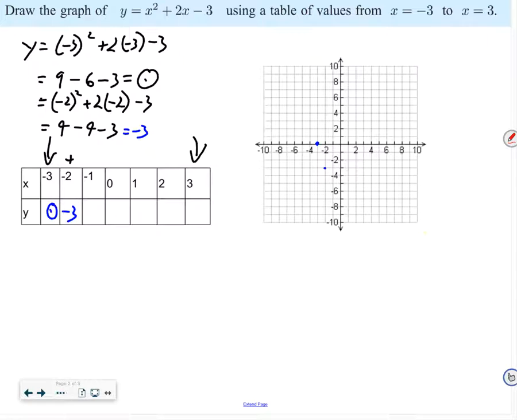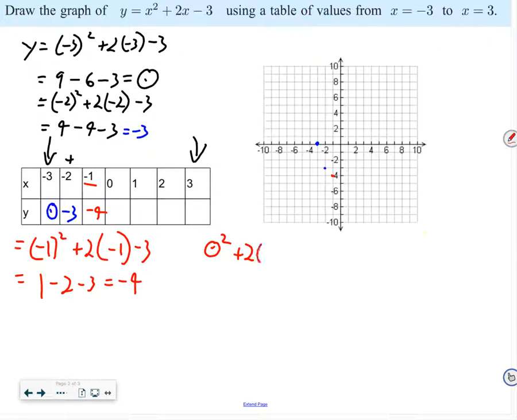Okay, so let's go ahead and figure out negative 1. So negative 1 squared plus 2 times negative 1 minus 3. This is equal to 1 minus 2 minus 3, which is equal to negative 4. So at negative 1, I'm negative 4. And then I'm going to plug in 0. Well, I have 0 squared plus 2 times 0 minus 3. This just ends up being minus 3.